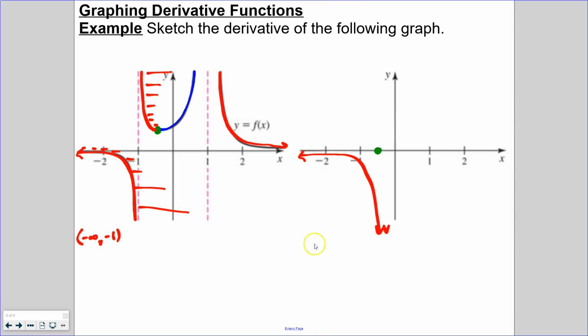And I need to fix my graph. I was a little bit off with this piece right there. So let's just move that back over to -1. There we go. And this piece will pick up over there at 1.